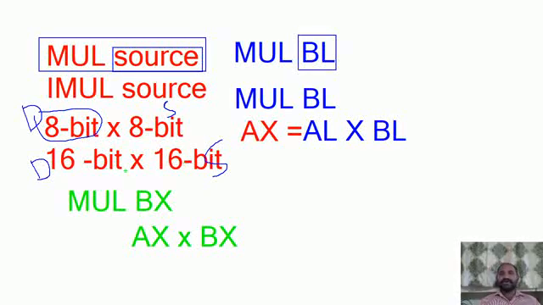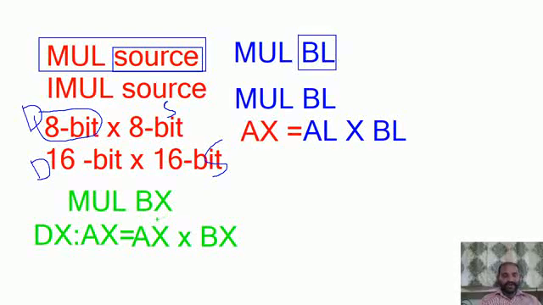Now the question comes: do we have any register whose size is 32-bit? We don't have any register whose size is 32-bit. That's why the microprocessor, upon the 16-bit multiplication, stores the result in two registers. Those registers are DX:AX. This is going to store the result.